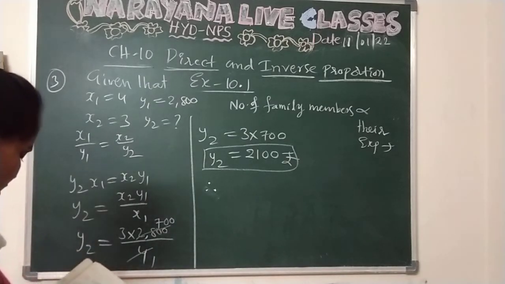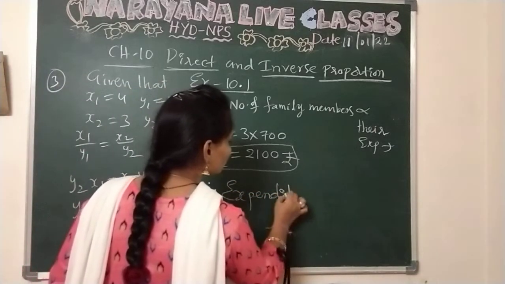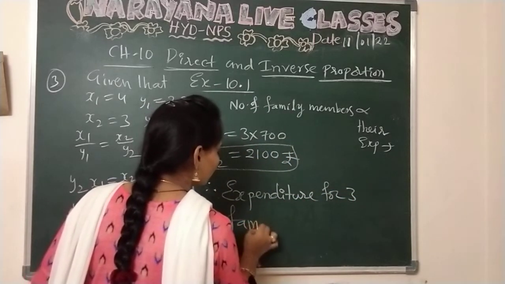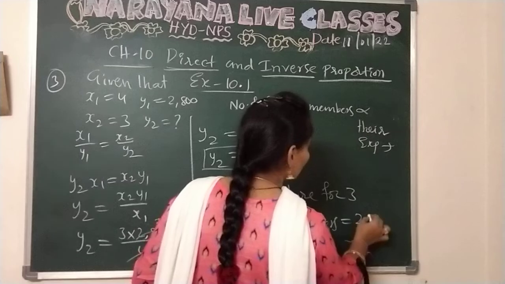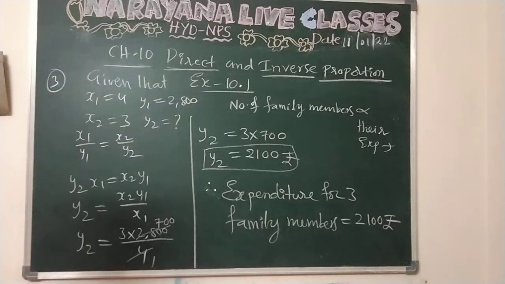Therefore, we should write the expenditure for 3 family members: the expenditure for 3 family members is 2100. Like this we should write the conclusion also. For each and every question we need to write the given information, what we need to find out, the solution, and the conclusion, compulsory. Stepwise we should do the solution in maths. That is very important. Take the screenshot. Next question I am going to explain.